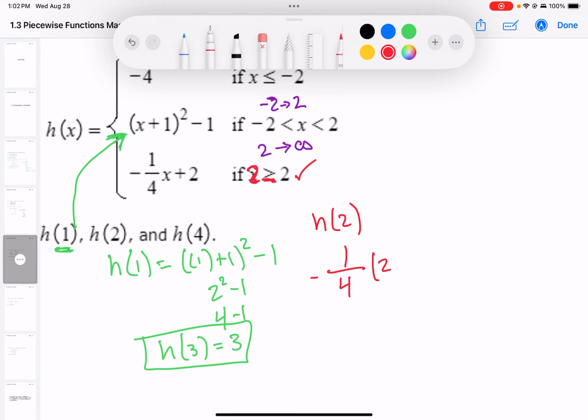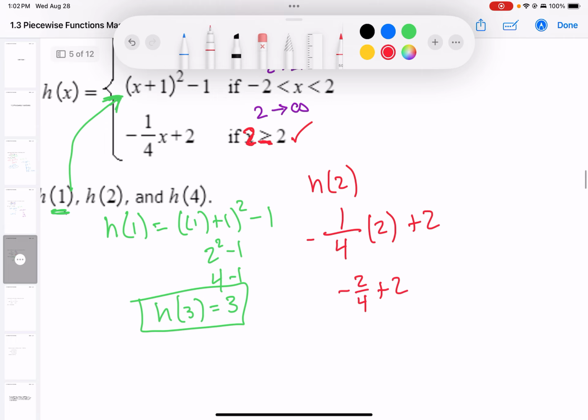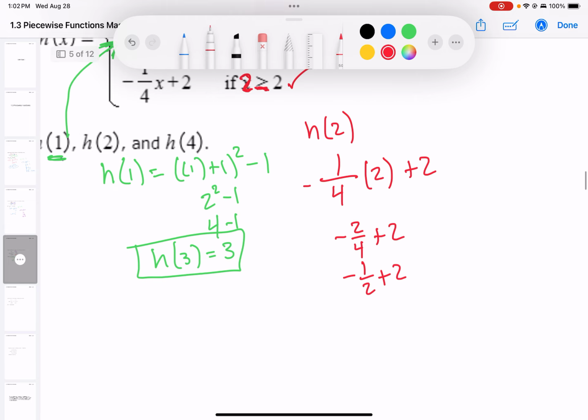Then I plug in my 2 plus 2. So I got -2/4 plus 2, which is -1/2 plus 2. I can rearrange this as 2 minus 1/2, which is going to give me 3/2. So h of 2 is equal to 3/2.